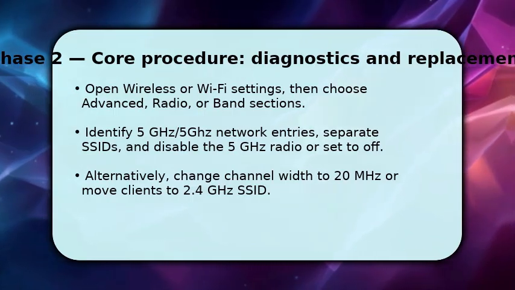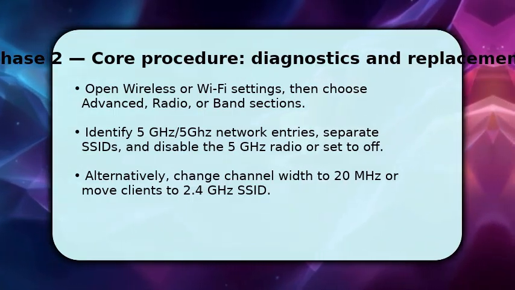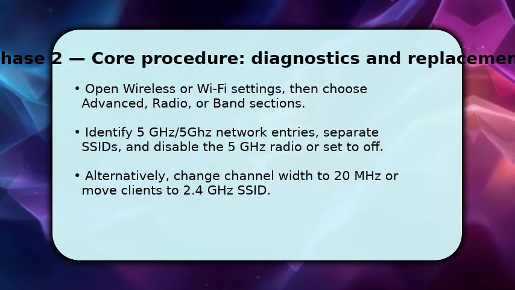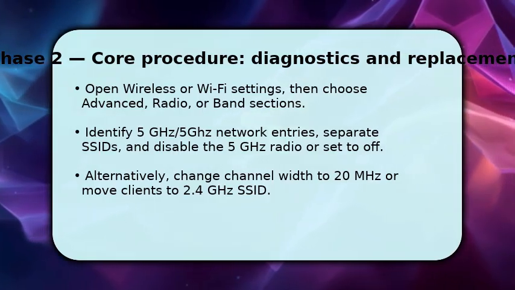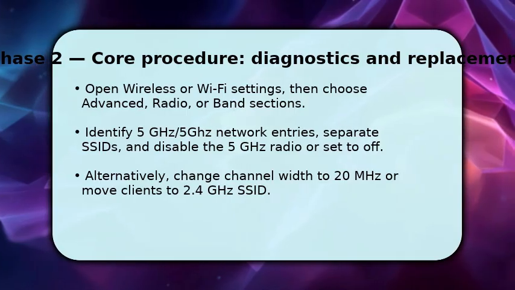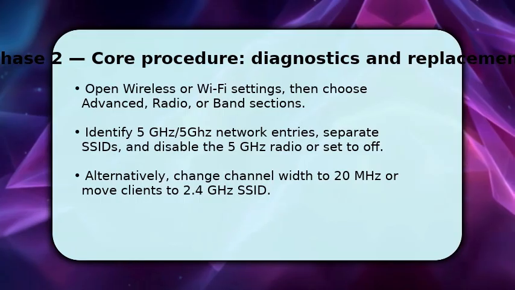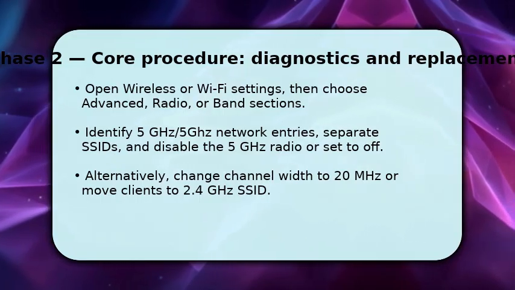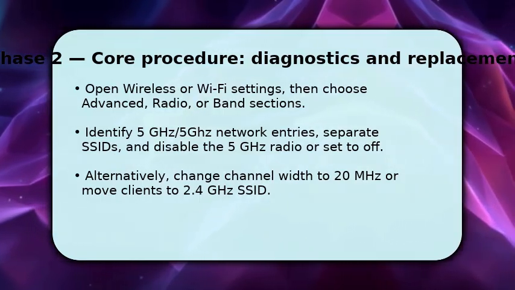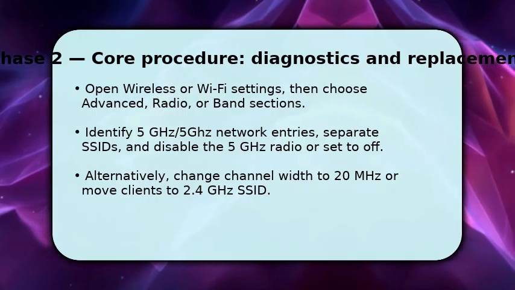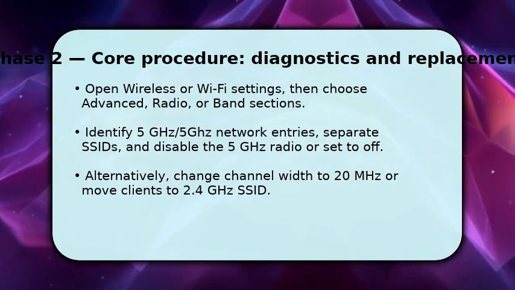You'll see separate entries for 4 GHz and 5 GHz. Identify the 5 GHz or labeled 5 GHz network. Disable that radio or toggle the 5 GHz band to off. This stops broadcasting immediately. If disabling is not available, reduce channel width to 20 MHz or rename and force devices onto the 4 GHz SSID.